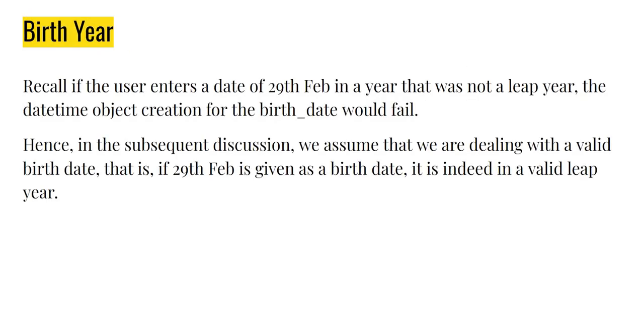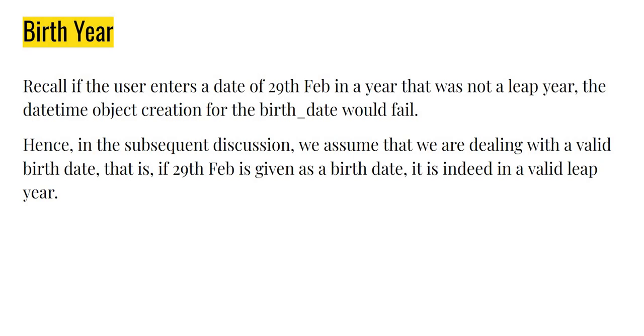First thing first, notice that if a user enters 29th February in a year that was not a leap year, then our datetime object creation itself would fail. Which means that in all our discussion, we are going to assume that if a user indeed has given 29th February as a birthday, then it's a valid date, and the birth year is indeed a leap year. So we're always going to assume that the birth year is a leap year, and that's fair because the other cases have already been handled.